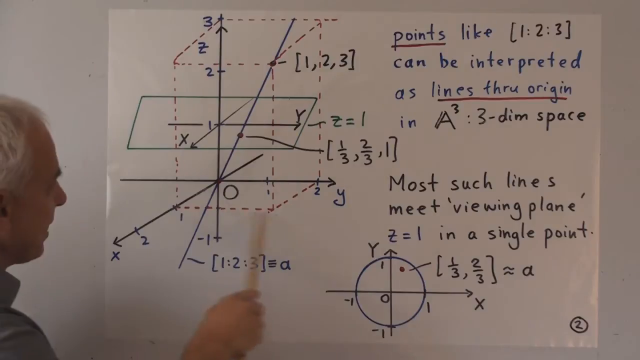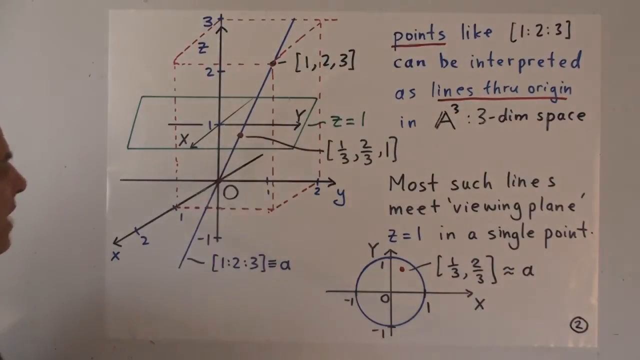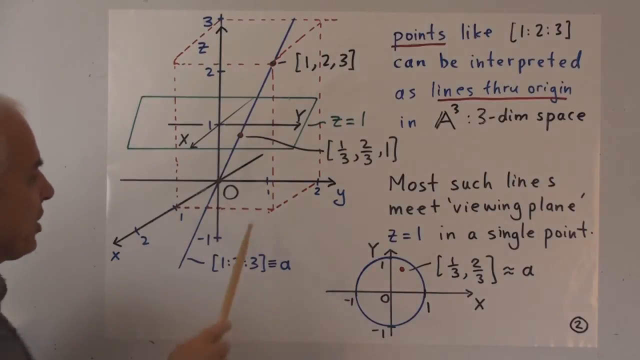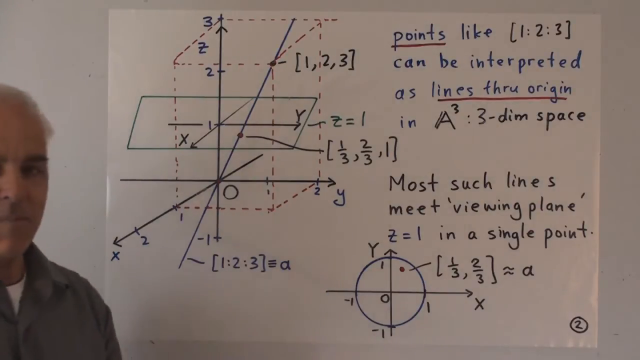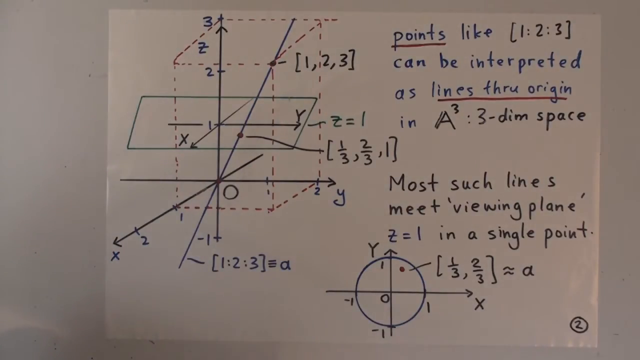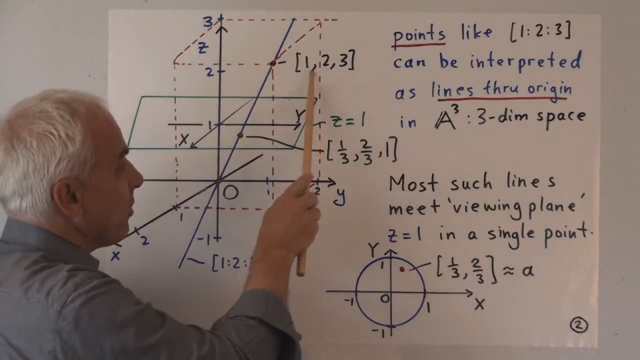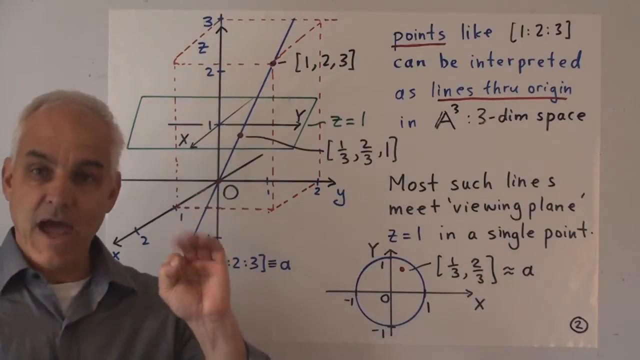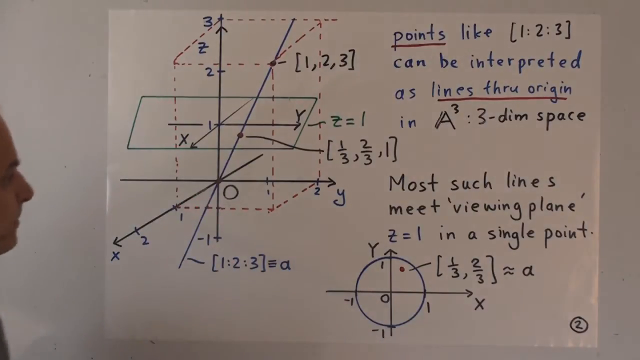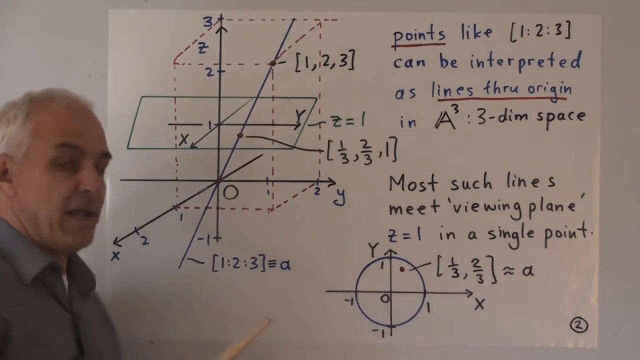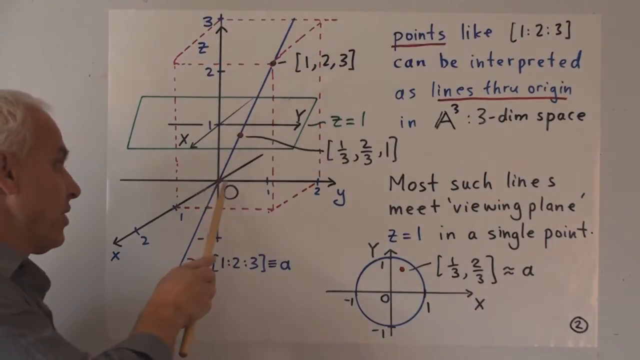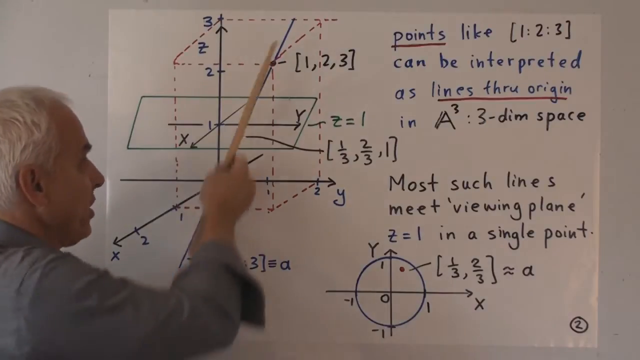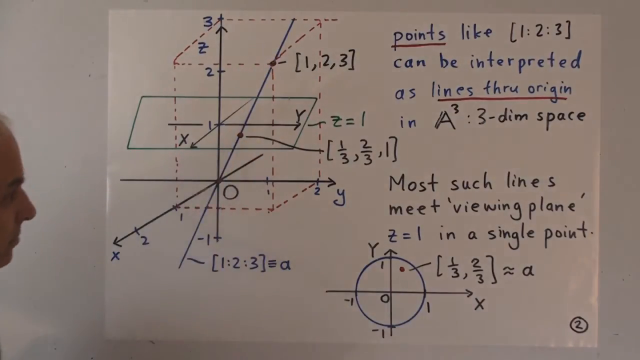So this little red box that I've drawn here is the box that represents a side of 1 in the x direction, a side of 2 in the y direction, and a side of 3 in the z direction. So that's exactly the point [1, 2, 3] with commas and square brackets, representing a single point in this affine space. Now this point determines a line through the origin. So we can connect this point with the origin. We get that blue line right there.